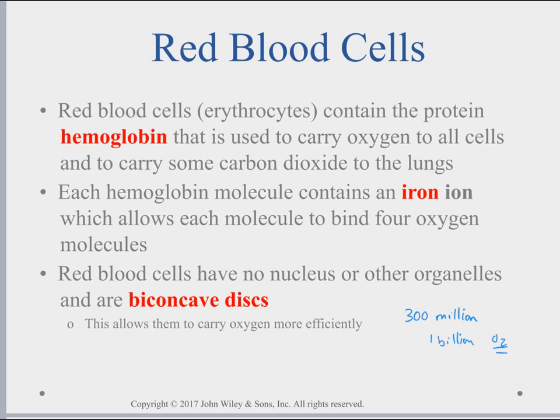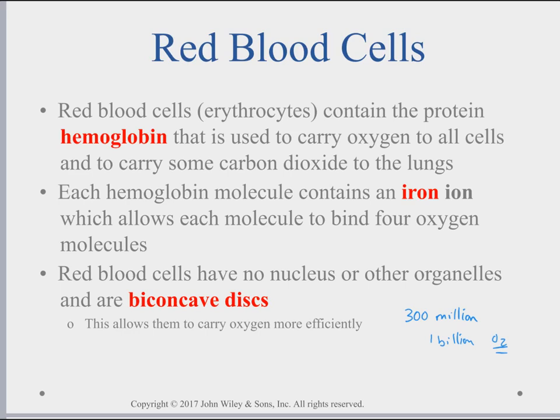Now, remember, our red blood cell is a biconcave disc. It has no nucleus or other organelles. So no mitochondria, no Golgi. It does have a nucleus at one point during its development. We discussed that. And then remember, day 7, when it becomes a reticulocyte, it kicks out that nucleus. But now it's essentially just a bag. And by becoming just a bag, that allows them to carry more oxygen and more protein more efficiently.